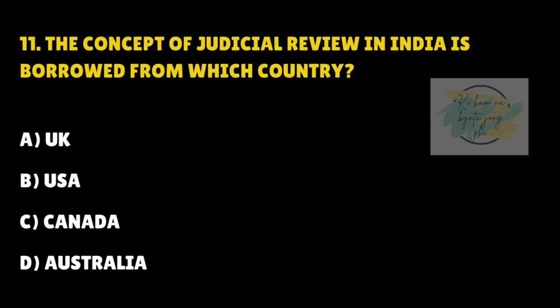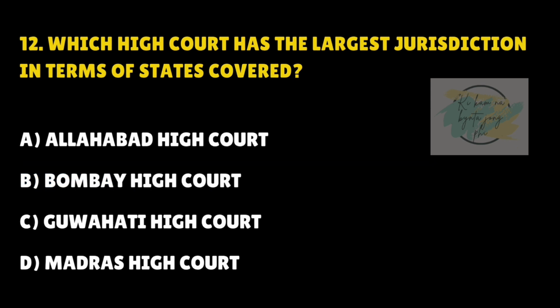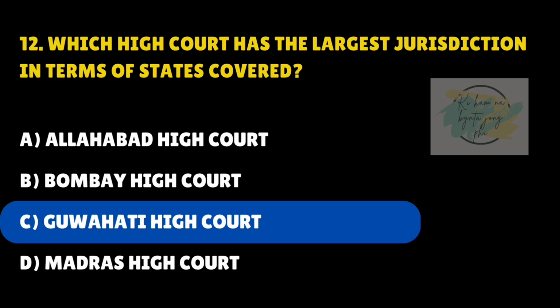The concept of judicial review in India is borrowed from which country? Answer is B. USA. Which High Court has the largest jurisdiction in terms of states covered? Answer is C. Guwahati High Court.